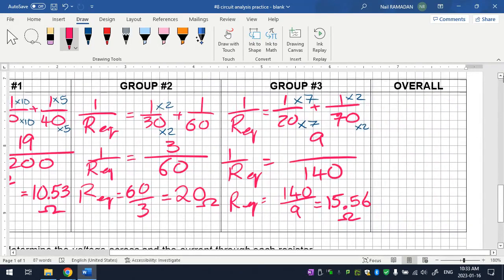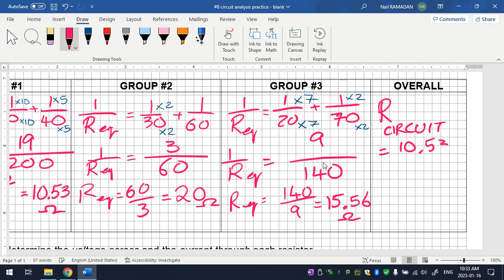So what's my overall? What do I do? Add them, and don't forget about the single standalone one. Yes. So R circuit. Everyone call it R circuit. R circuit equals 10.53 plus 20 plus 15.56 and what's the standalone one? 30. How much is that to 3 sig figs? 76 something maybe? 20 and 30 is 50. 50 and 10 and 15 is 75. 76.09, so 76.1. Thank you.